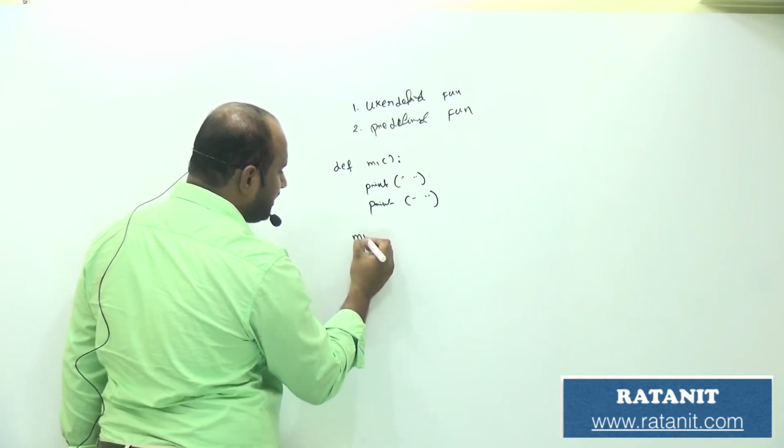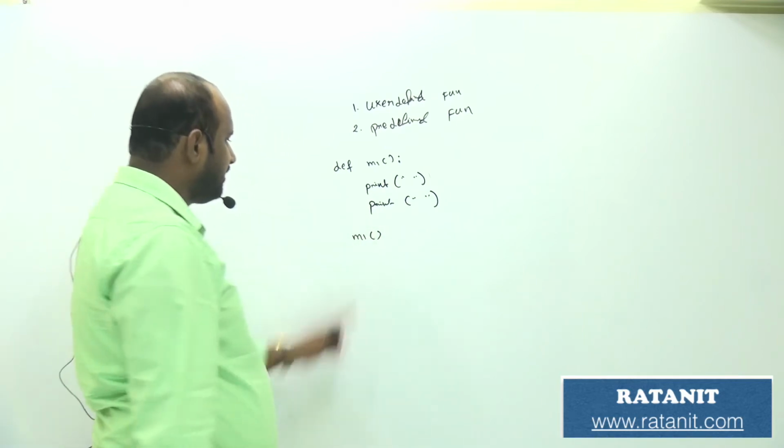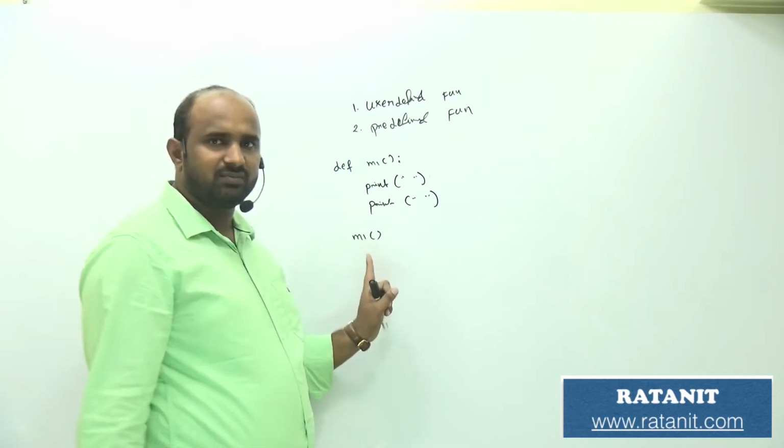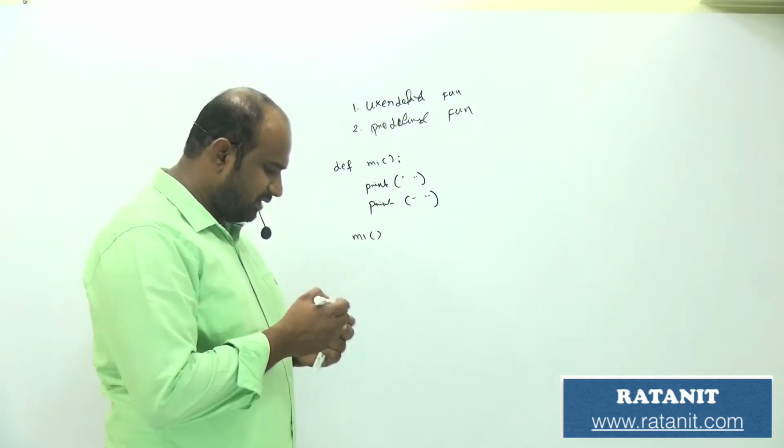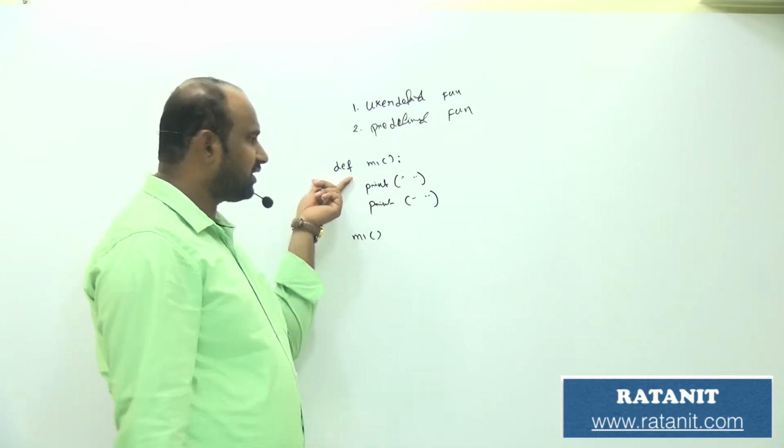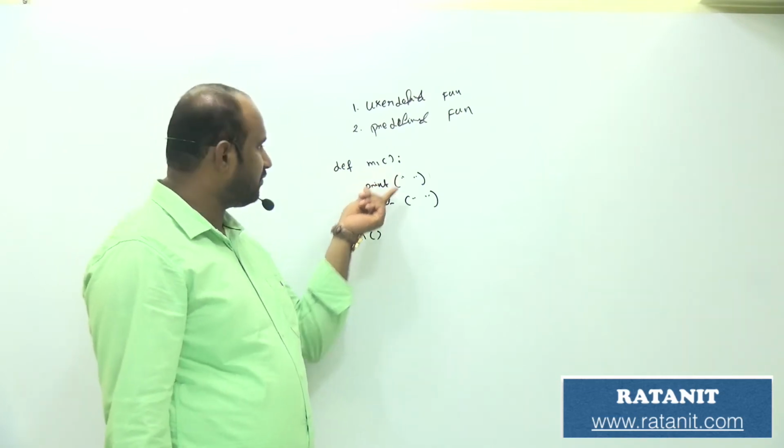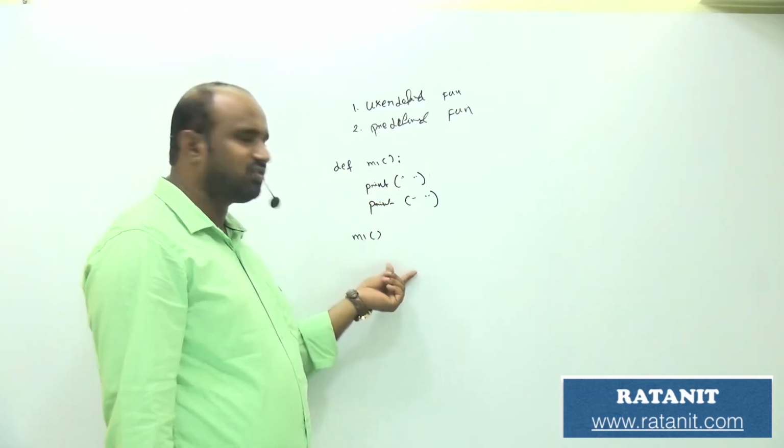Once the function is completed, you have to call the function by using the function name, m1 of. That's it, simple. So we declare the function by using the def keyword, the function name is m1, and it prints something when we call m1.